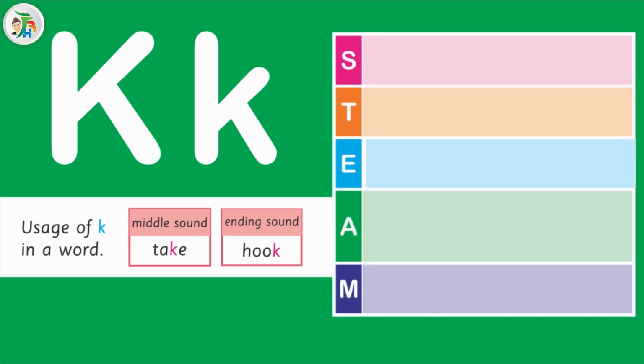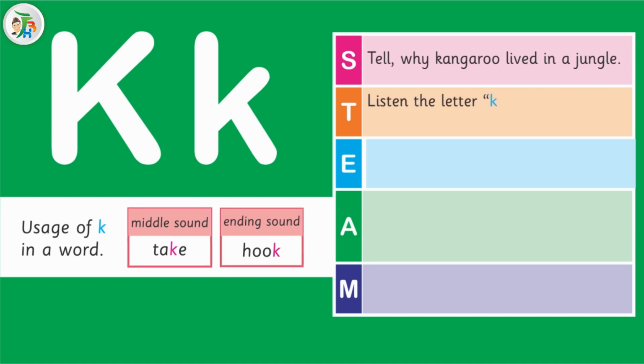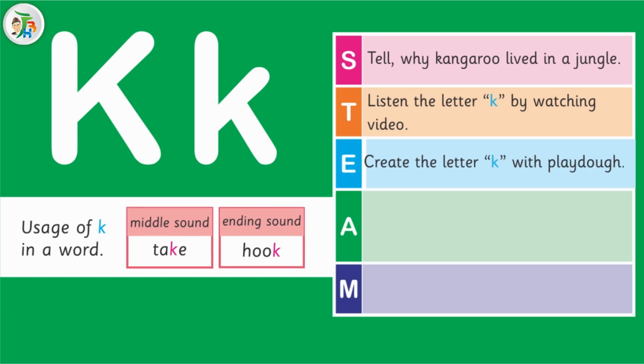STEAM activities. S. Tell why the kangaroo lived in a jungle. T. Listen to the letter K by watching a video. E. Create the letter K with Play-Doh.